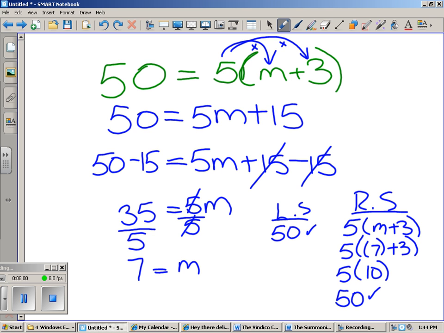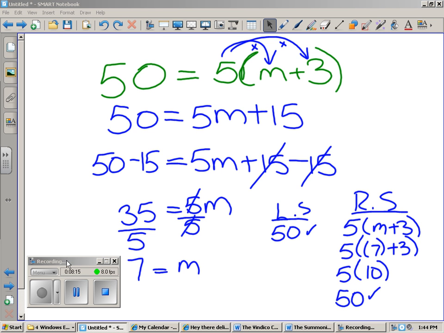Now, there is only one more step, and that's when we have variables on both sides. So I just have a couple more to show you, and congratulate yourselves. You're doing so well, and you did so well in class today. And here's the last little one.